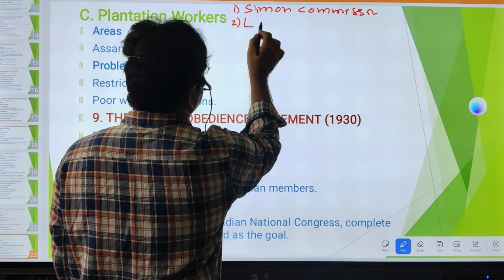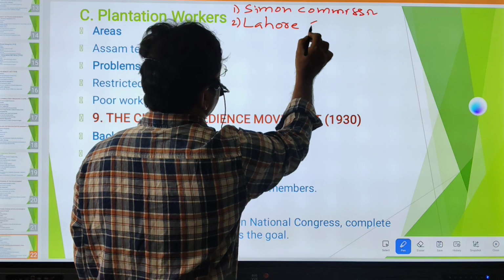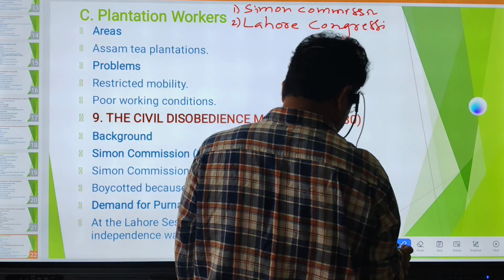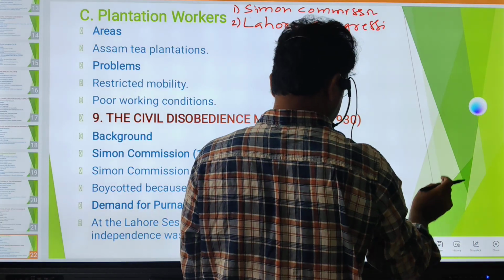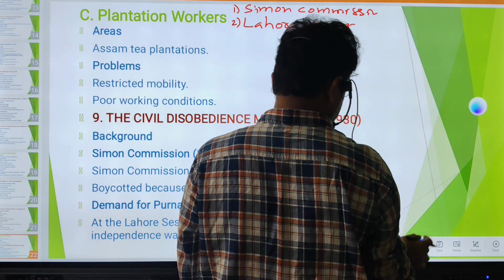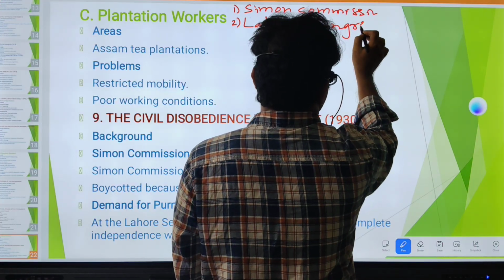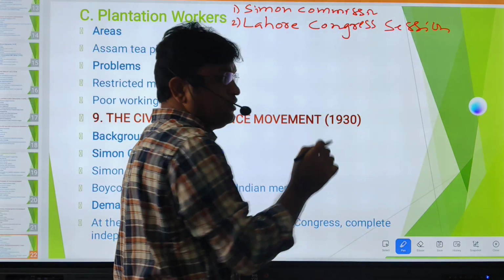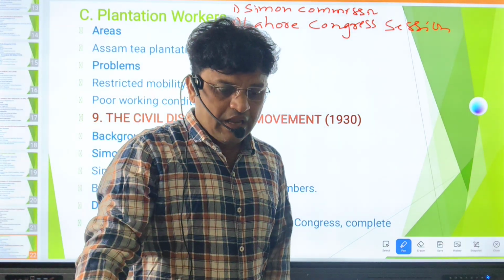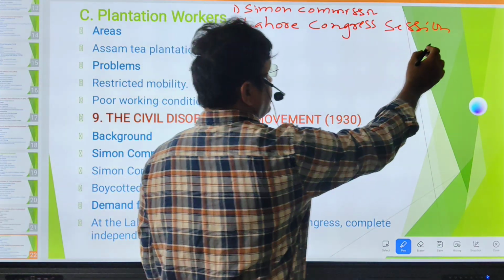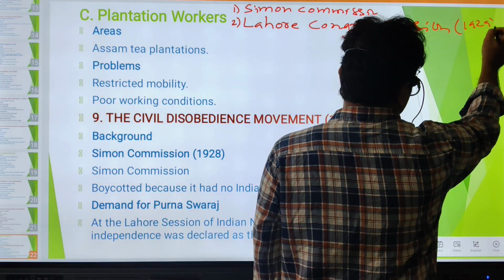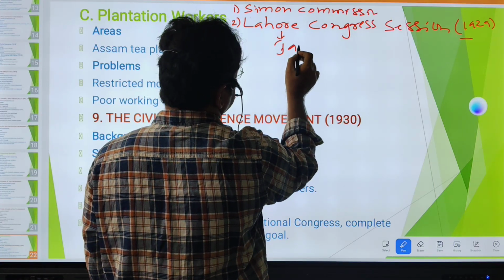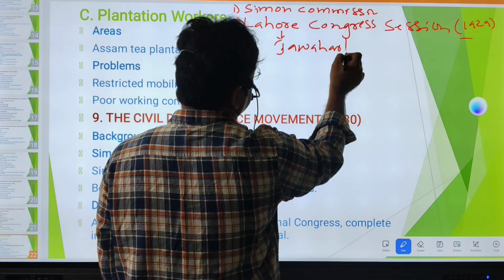What is the second one? Lahore Congress session. Remember, Congress session 1929. So Lahore National Congress session, 1929. Which year? 1929. And who was the chair of this session? Who headed this session? Jawaharlal Nehru.